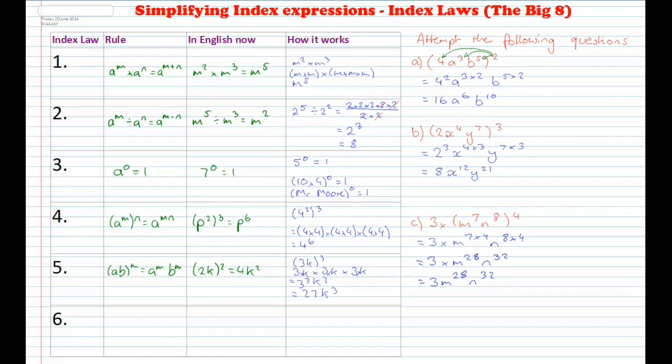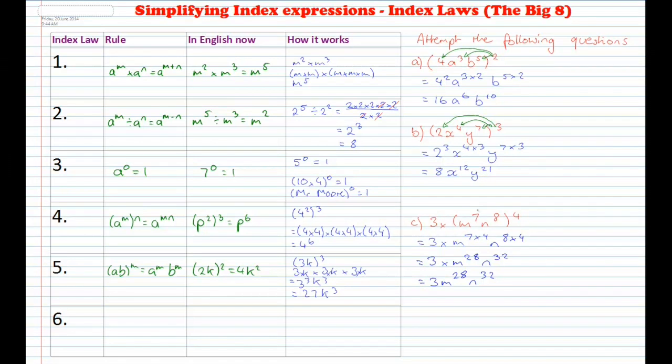Now in part B I've got 2x to the power of 4, y to the power of 7, all cubed, so the 3 goes to the 2, the 3 goes to the x to the power of 4, and the 3 goes to the y to the power of 7. So 2 cubed, x to the power of 4 times 3, and y to the power of 7 times 3. This gets me 2 cubed is 8, 4 times 3 is 12, so x to the power of 12, and 7 times 3 is 21, so y to the power of 21.